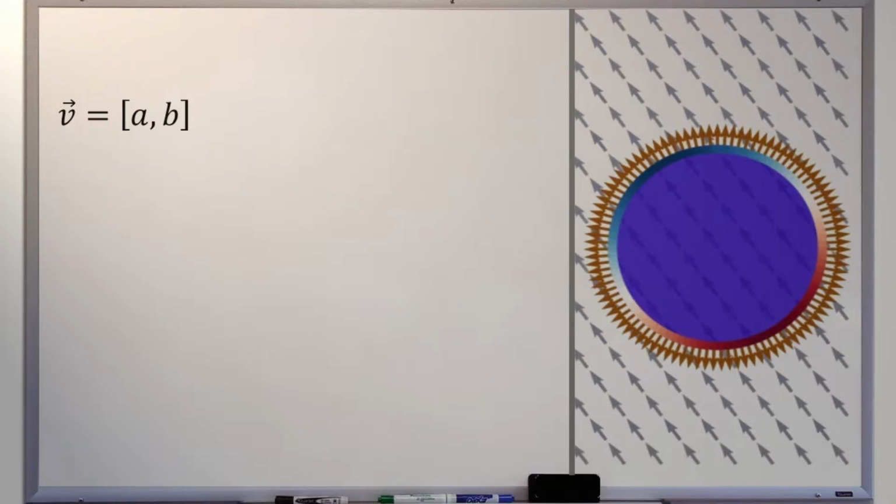Blue is high, red is negative, white is 0. And the total flux, the flux integral, the sum over all those fluxes, is 0. Now, we can prove that by making use of the divergence theorem.